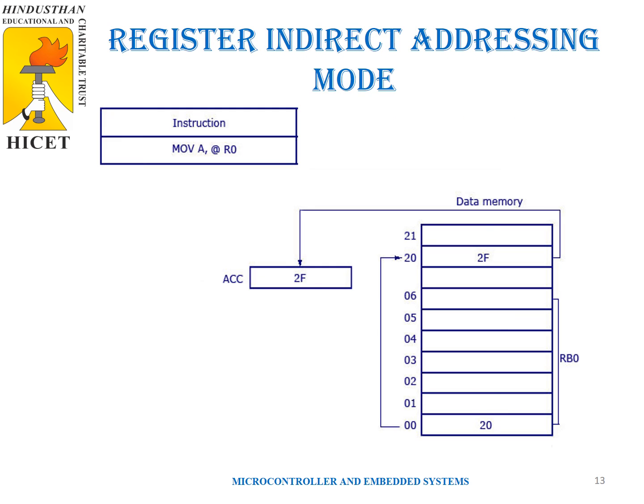Let's see the representation. Here, R0 contains the content 20. That 20 acts as an address, and the data 2F at that address is copied to the accumulator.